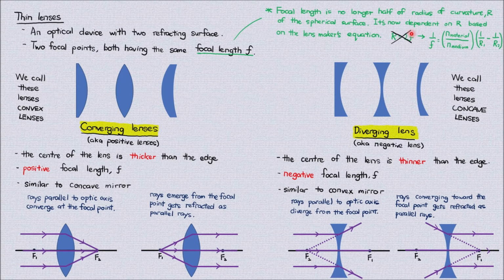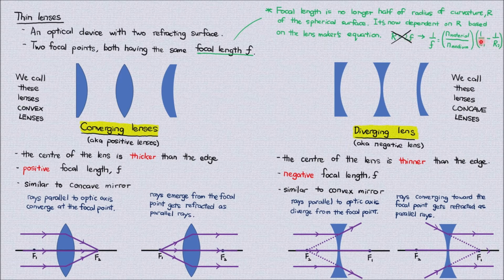But I have to make a remark here. For thin lenses, this is not the case. For thin lenses, the focal length does still depend on the radius of curvature, but since now we have two surfaces here, you have to take two surfaces into account in determining the focal length. That's why the equation will be a bit more complicated than just r equals 2f.